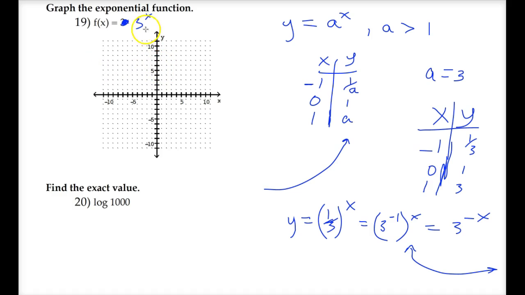So in relation to this problem though, we just need to graph these 3 ordered pairs here. So we have a negative 1, 1/3, which I'm going to estimate to be about right there. We have a 0, 1, which should be right here. And we have 1, 3. So 1 in the x direction, 1, 2, 3 up, should be about right there. And so all we're going to do now is just play connect the dots.